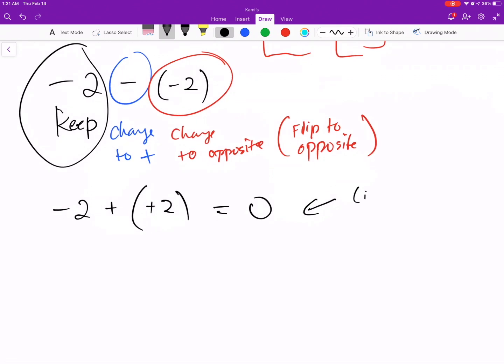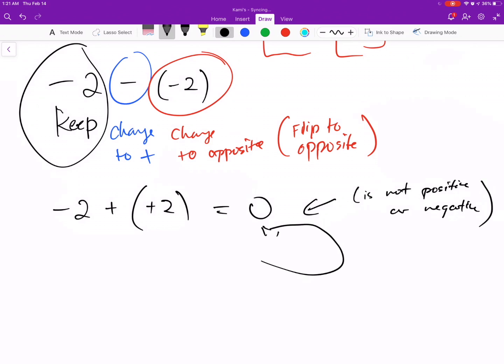And 0 is not positive or negative. 0 is very special. I'm special. Dot, dot, dot, dot. Hee hee hee.